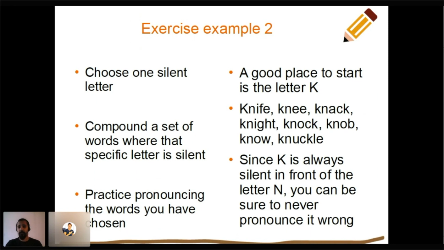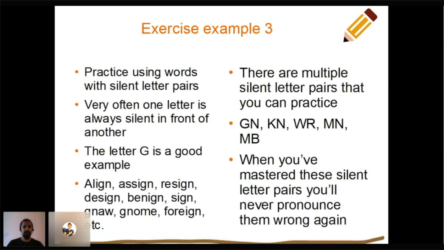And this, if you choose K, will also lead you to example number 3 of an exercise, where you can practice using words with silent letter pairs. So very often, one letter is always silent in front of another. So, silent letter pairs. The letter G is a good example. In these words, align, assign, resign, design, benign, sign, gnaw, gnome, foreign, and other words, the G is always silent in front of the N.